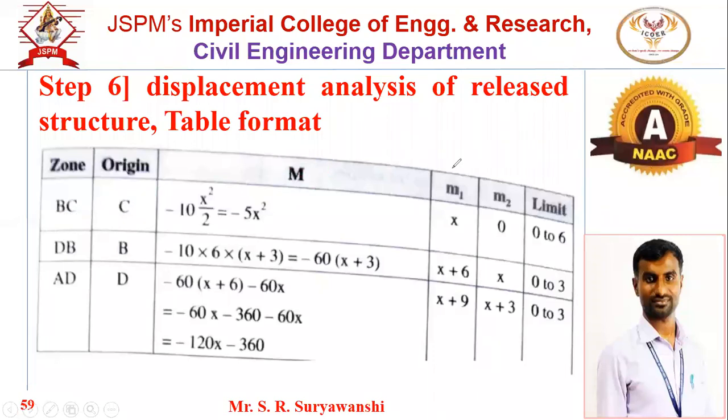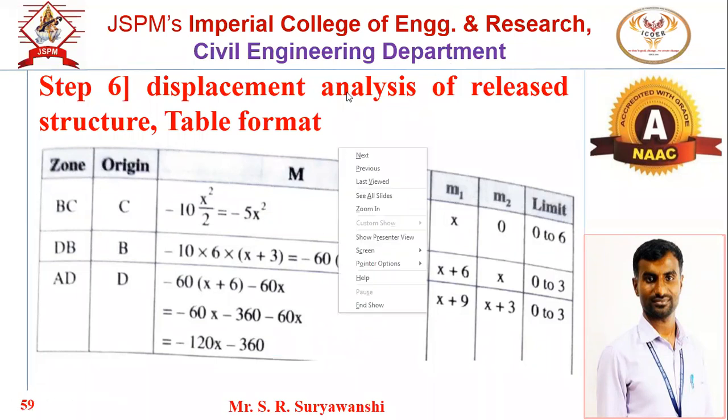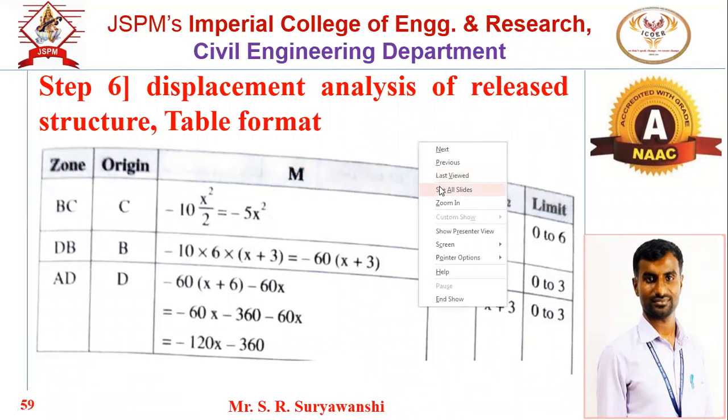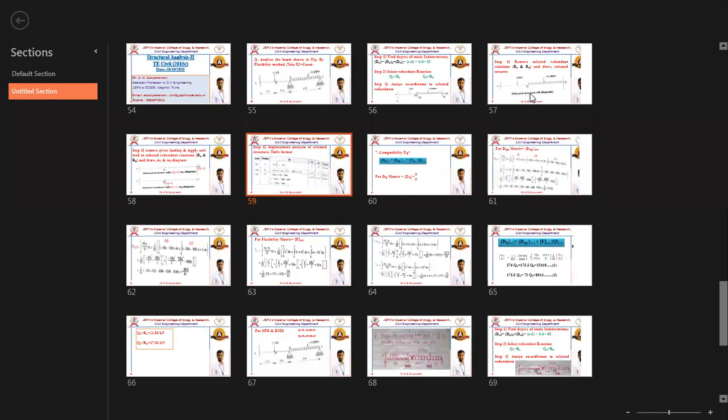So again we will quickly revise. How this term minus 5x square minus 60x plus 3 and minus 120x 360. These three bending moments we have discussed in the last lecture. So again we will quickly revise. Remember this, what we want is capital M. For this M bending moment, we have to refer to the M diagram. So go back to the M diagram. So this is our M diagram.